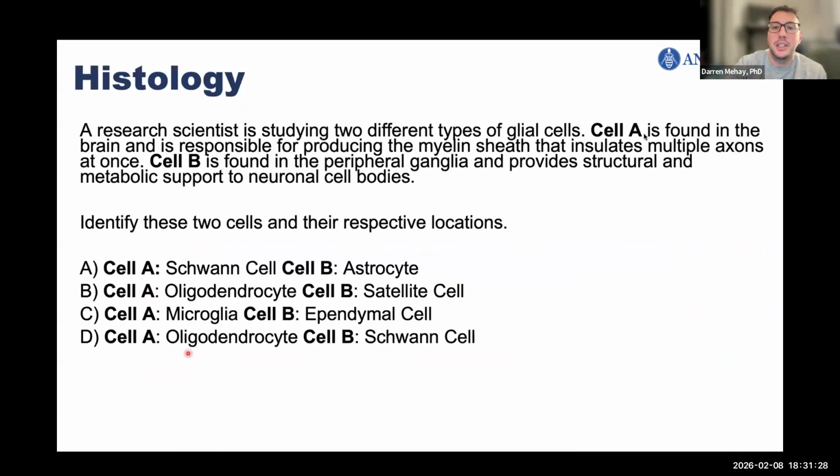Okay, another histology question for us. Two different types of glia cells. Cell A is found in the brain and is responsible for producing the myelin sheath that insulates multiple axons. Cell B is found in the peripheral ganglia and provides structural and metabolic support to neuronal cell bodies.